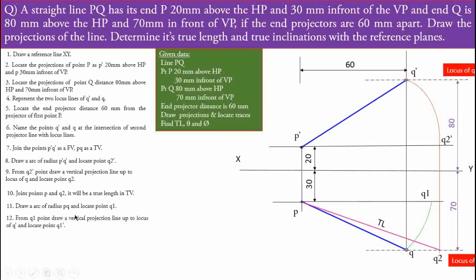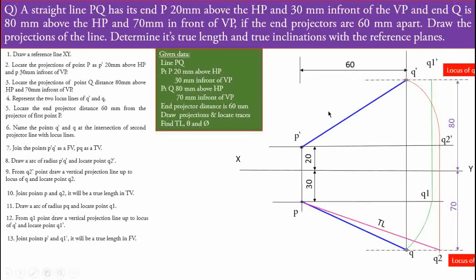Then the next step, from point q1 draw a vertical projection line up to locus of q dash. From this point q1 we have to draw a vertical locus line up to the locus of q dash and locate that point q1 dash. Means we have to draw exact vertical line where it will intersect with the locus of q dash, name that point as a q1 dash. Okay, then the next step, join the point p dash and q1 dash. It will be the true length in the front view.